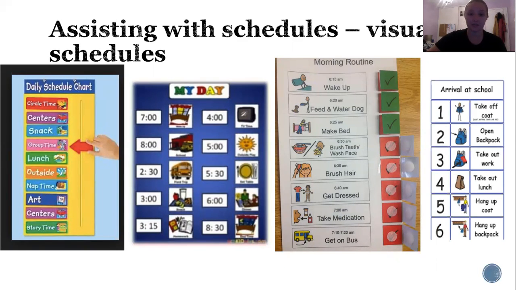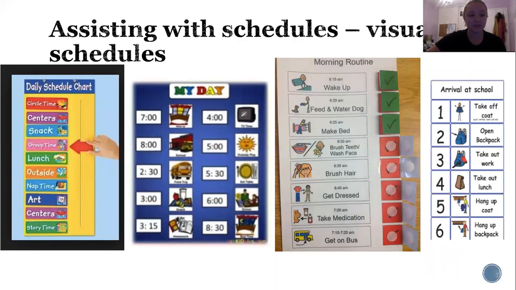Starting with visual schedules, which will assist with scheduling and time management. Visual schedules provide learners with visual representations of sequences of activities for a given period of time. This can include an hour, a period at school, their whole day, just one activity. This allows the learner to have predictability in their day and have an understanding of transitions.